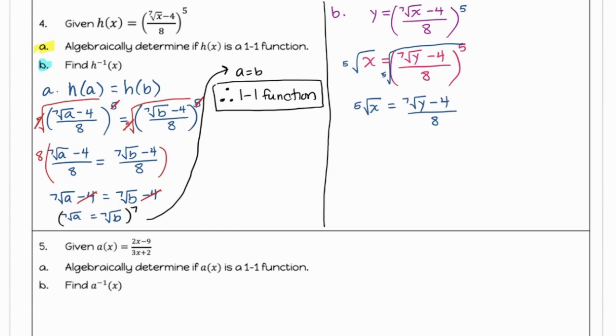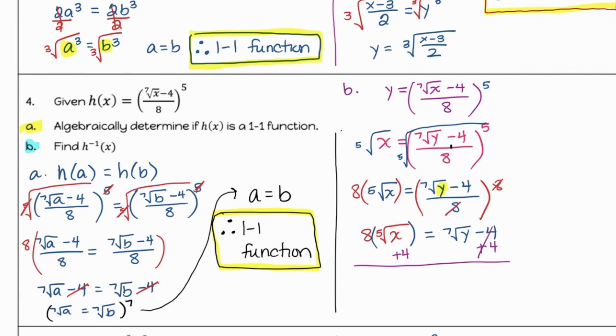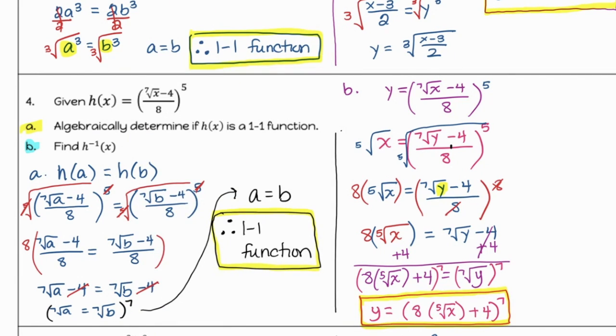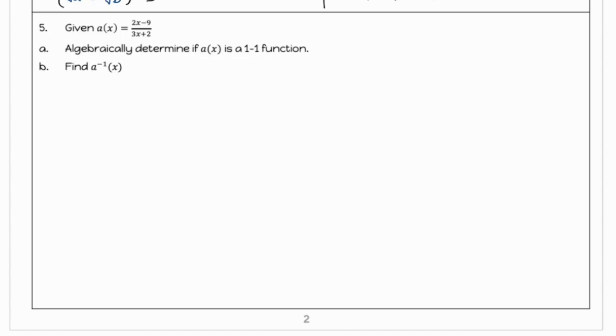We are solving for y. So what are we going to do? I'm going to do kind of the same process that I took with the algebraic method. I'm going to multiply both sides by 8. All right, I am going to add 4 to both sides. So at this point, we're going to get rid of the 7th root by raising everything to the 7th power. And that is it.